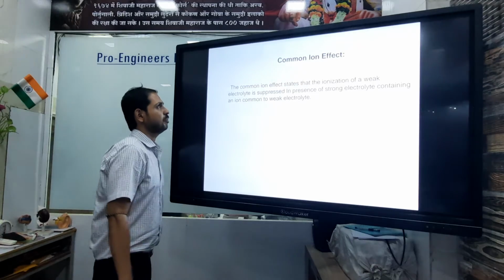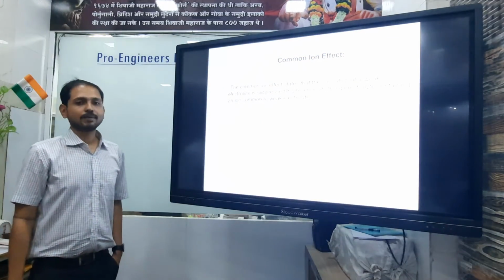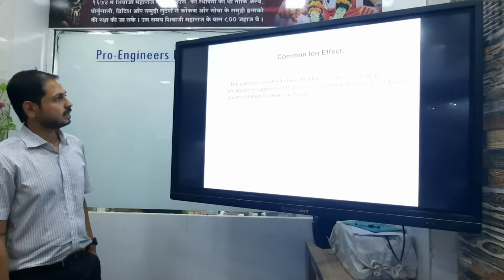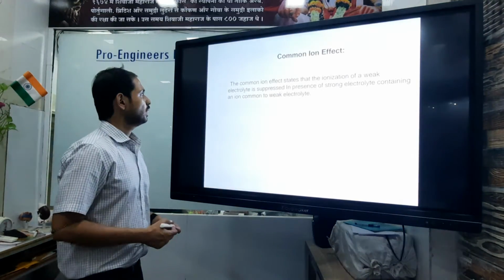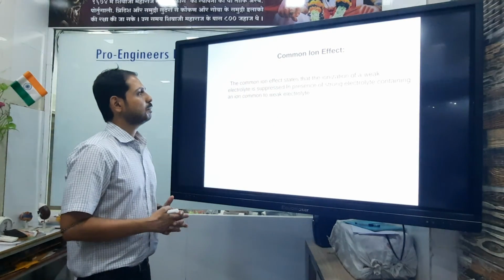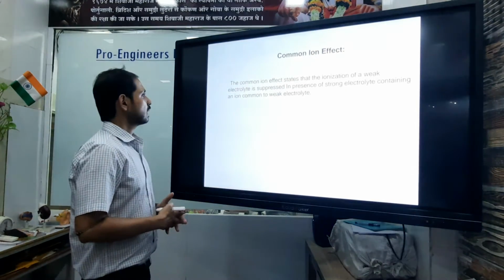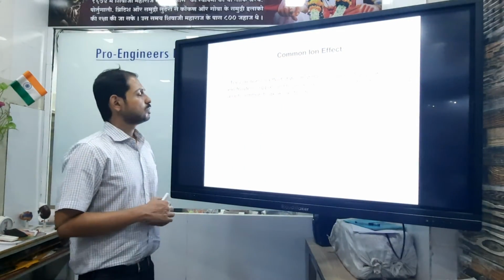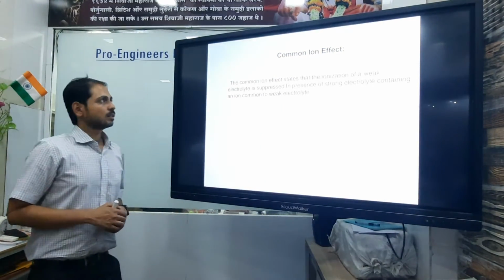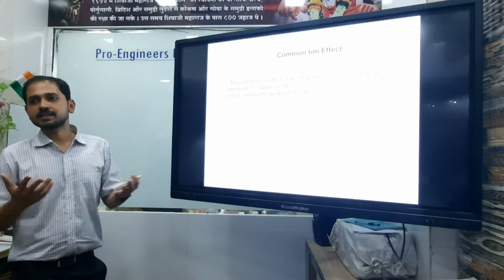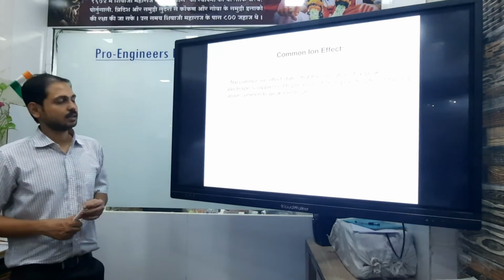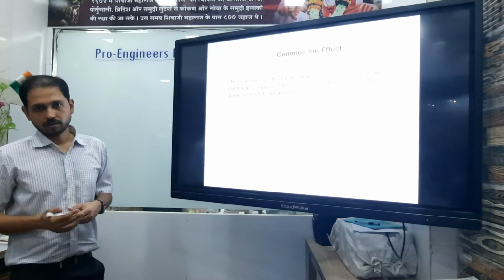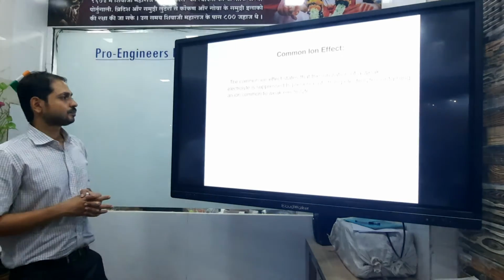Now this is a very important topic, that is the common ion effect. Common ion effect states that the ionization of a weak electrolyte is suppressed in the presence of a strong electrolyte containing an ion common to the weak electrolyte. From the word we can understand that a common ion, the same ion, will be present in the solution, and that will affect the solubility of the salt, strong or weak electrolyte, right?